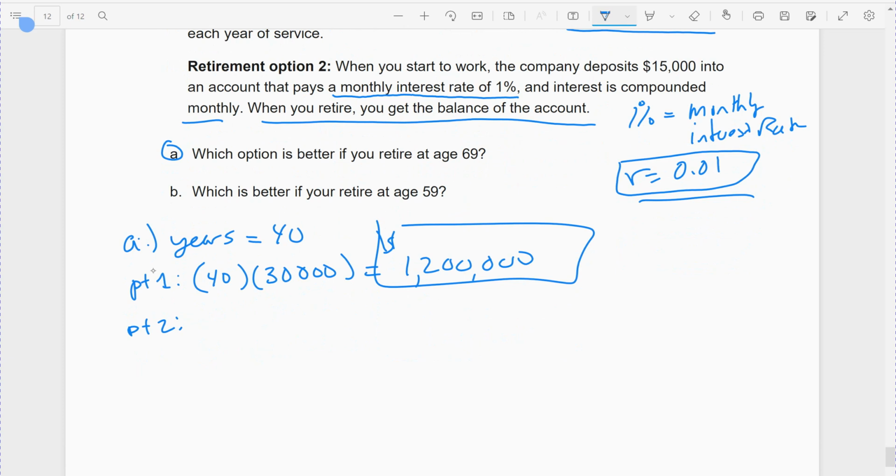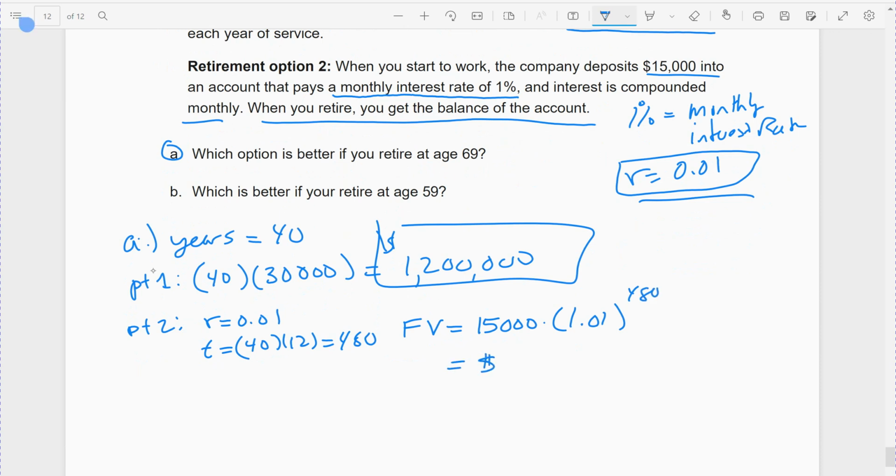So suppose we did option 2, which again means our R is 0.01. Our T is 40 times our 12 months, so 480 times. You get to earn 1% on your money. Your initial amount's 15,000. So if we use our compounding formula, the future balance will be 15,000 times (1 plus 0.01) raised to the 480. All right, comes out to be $1,779,715.88.